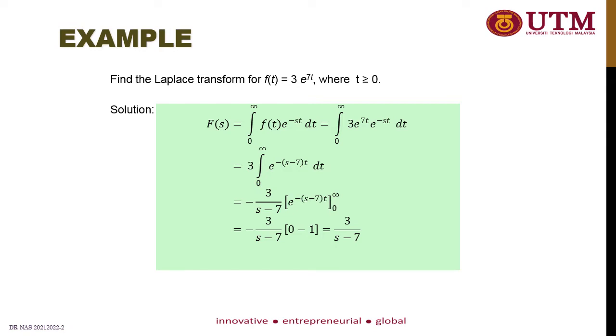Okay, let's look at another example. Given f(t) equal to 3e^(7t), find the Laplace transform of f(t). You have your f(t), so you need to find F(s). You need to perform the Laplace transform by using first principle. This is the equation of first principle, in which f(t) is given by 3e^(7t) multiplied by e^(-st) dt. So perform the integration, and finally your F(s) equals 3 divided by s minus 7.